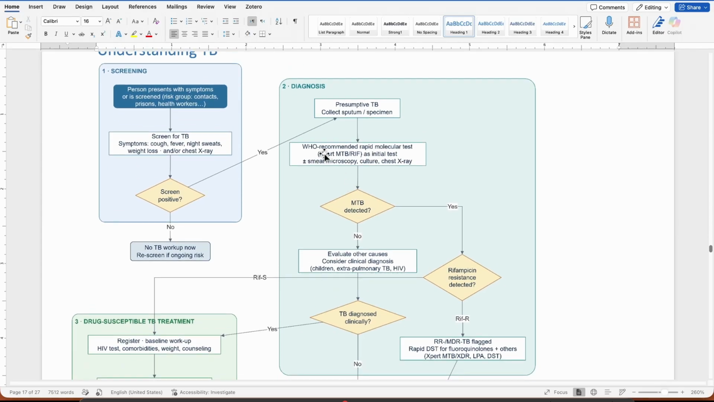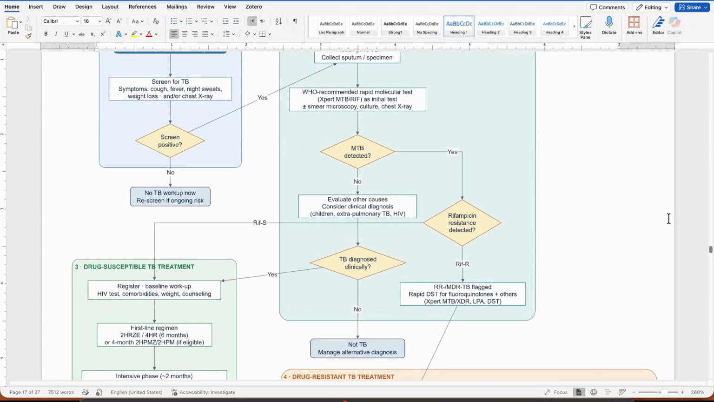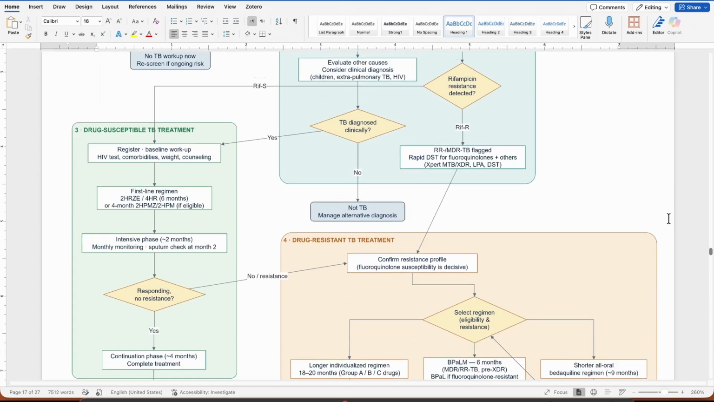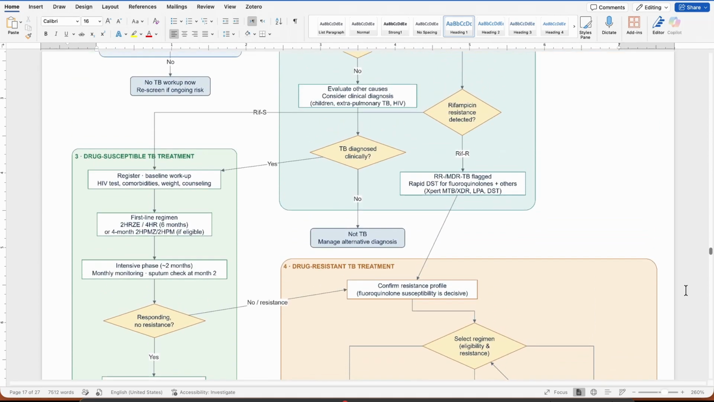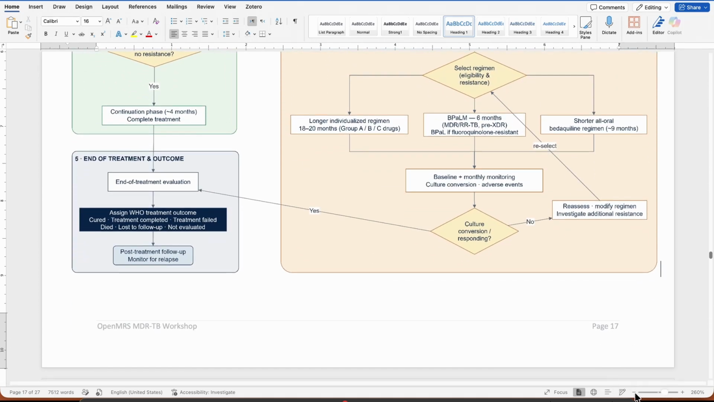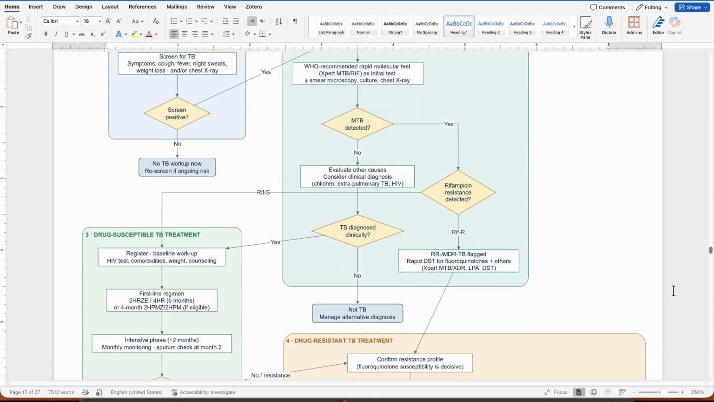So for example, if we just pick the GeneXpert test, there's a whole detail about how it's performed, what happens inside that machine, what is MTB, what is RIF resistance, how it's detected, what is an assay, what are cartridges, what are Ultra cartridges. There's a whole, you can study for weeks on this TB alone. But right now the objective is to give you a glimpse of what the TB treatment looks like from a bird's eye view.